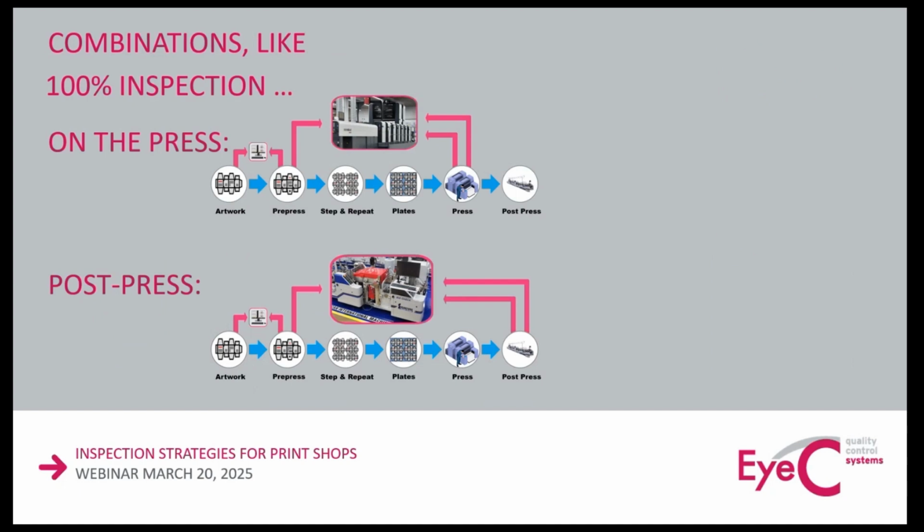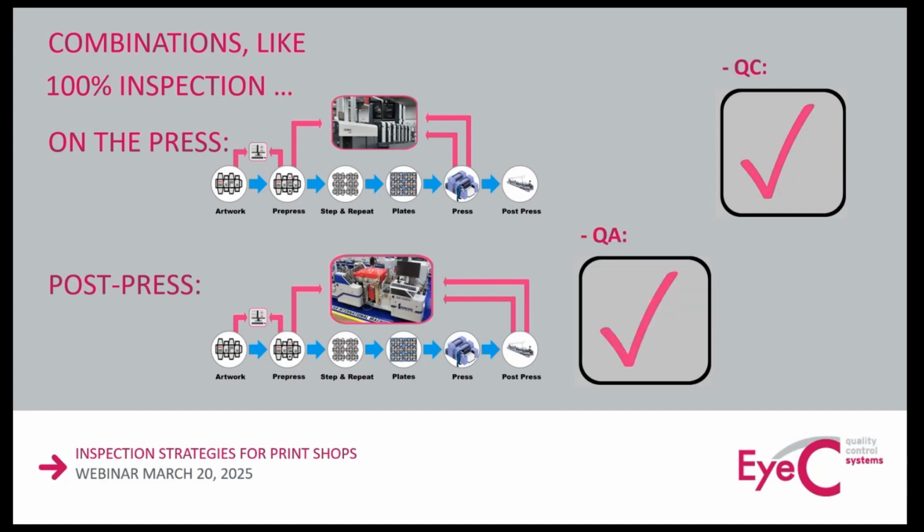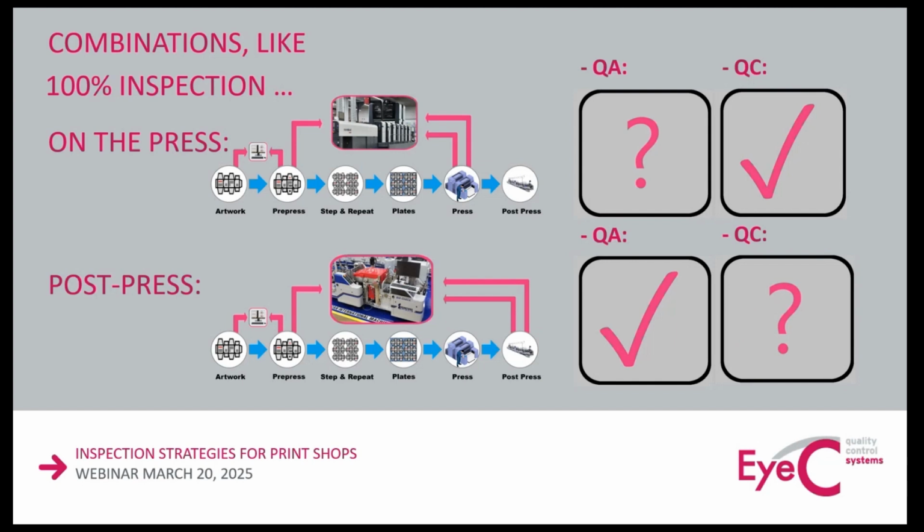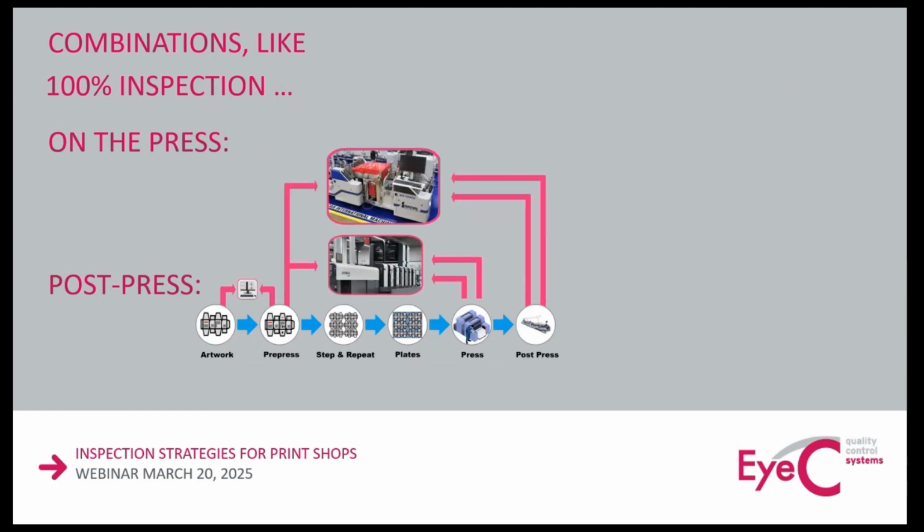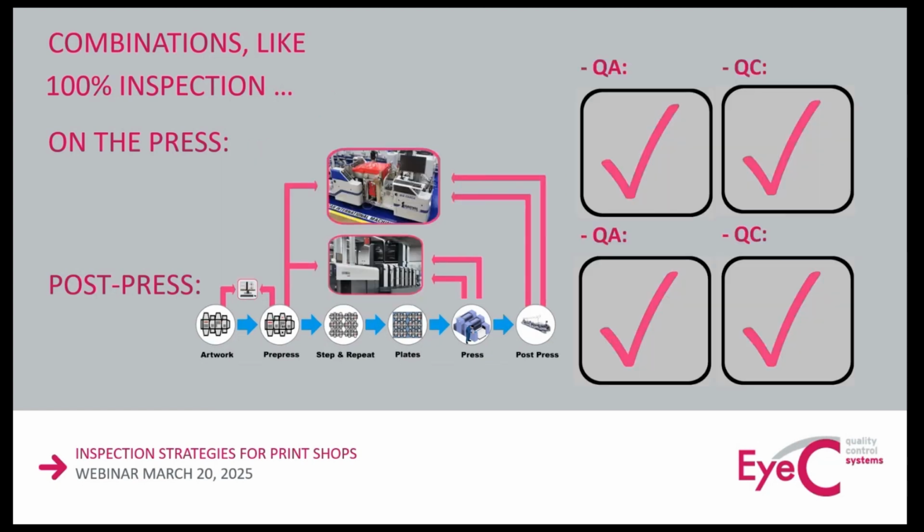Now let's think about combinations. The low-hanging fruit would be, of course, to just combine these two. The one has the better QC performance, the other one has the better QA performance. So combining them hopefully will give us the best of both worlds, right? Right? Well, that actually works.